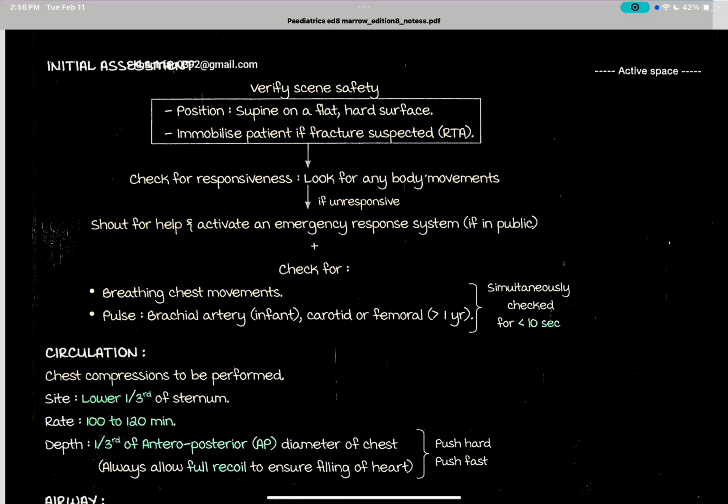If unresponsive, shout for help and activate the emergency response system if in public. Check for breathing, chest movements and pulse. Check the brachial artery in an infant, and the carotid or femoral artery in children more than 1 year. Check simultaneously for less than 10 seconds.